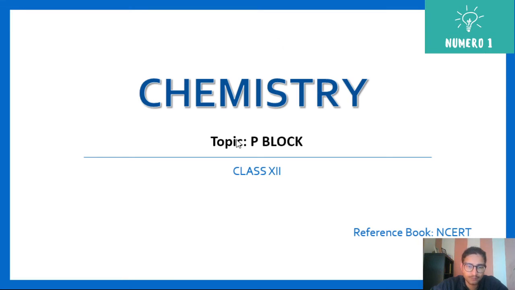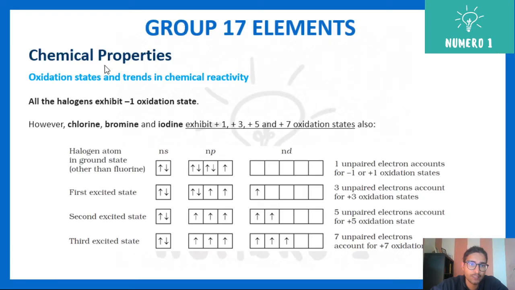So, hello everyone. Here we will be looking into P block, group 17, and we will be looking into chemical properties of group 17. So, first property, oxidation state and trends in chemical reactivity. All the halogens exhibit -1 oxidation state because they easily take one electron and they complete their octet. So that's the reason they exhibit -1 oxidation state.